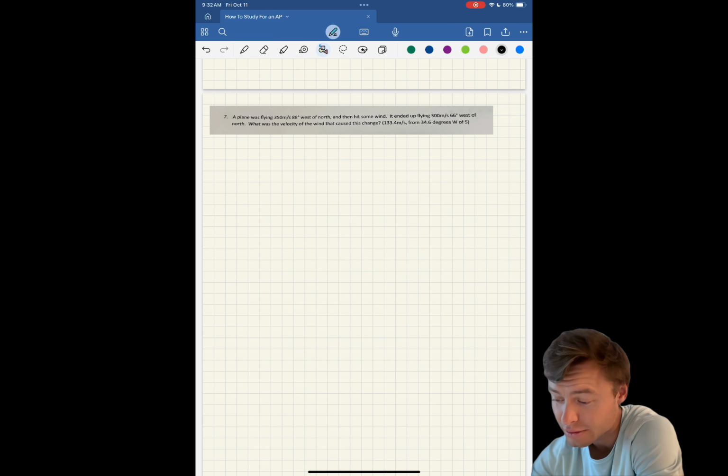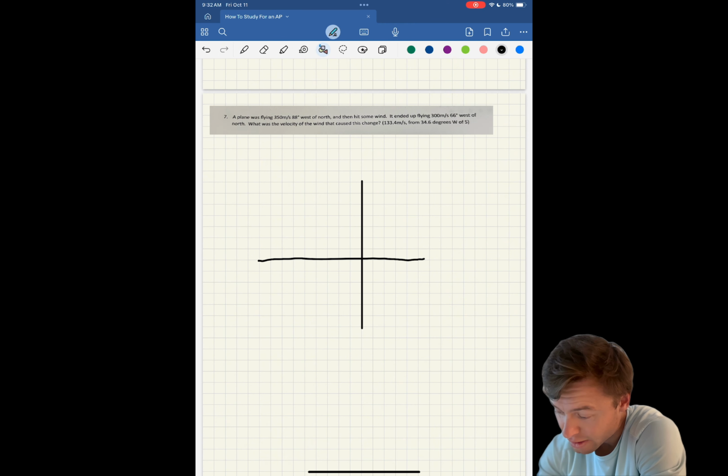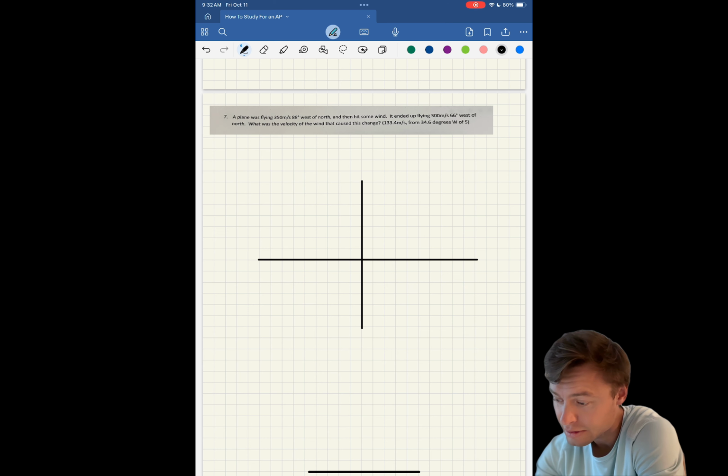So the first thing you want to do with these types of problems is create an XY coordinate plane, because all of this is going to be based around a position on an XY coordinate plane. Okay, so looking at this, the first thing you want to understand is where are west, north, east, and south?